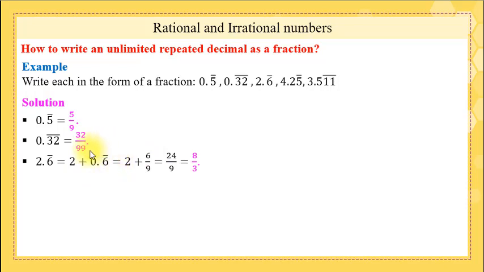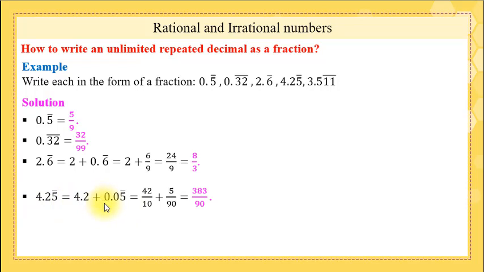0.6 bar, we can write it in the same way as we write 0.5 bar. Then we calculate these two numbers to find 8 over 3. Next, 4.25 bar. Pay attention, here the bar notation is only for 5. So we decompose this number as follows.